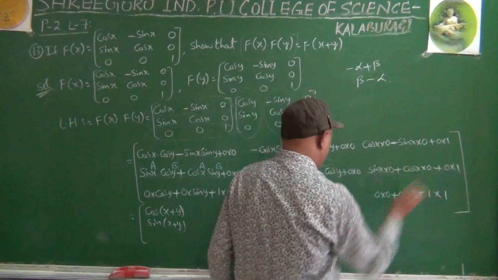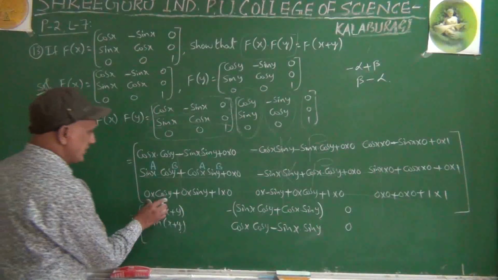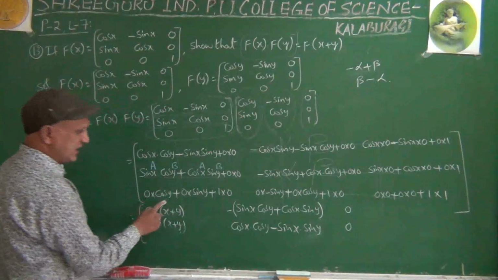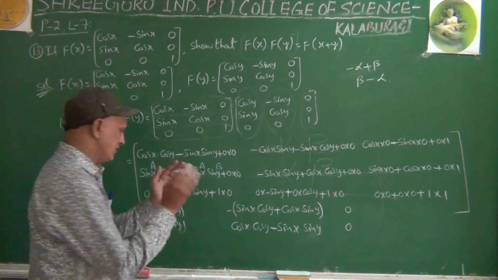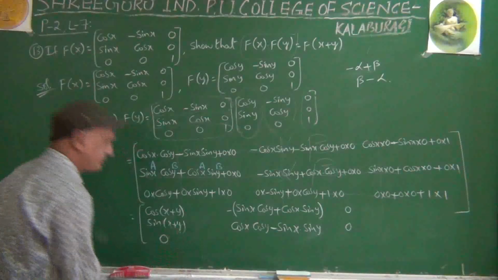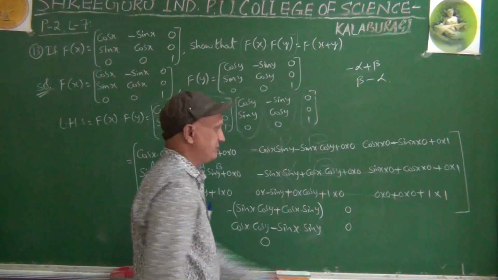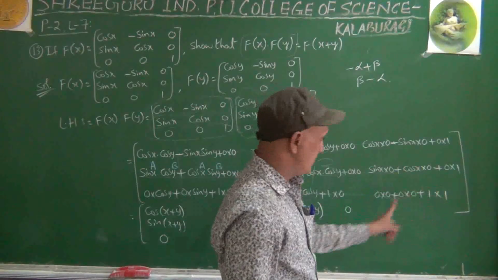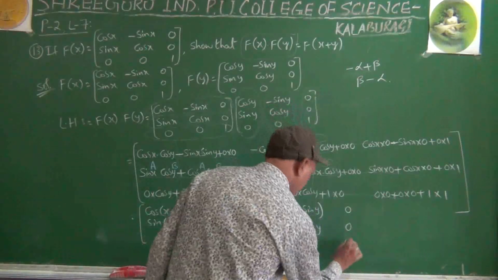0, 0, 0. That also successfully 0. 0 into anything 0. Add 3 zeros. One big 0 will come. 0, 0, 0. 0, 0, 1. 0 plus 0, 0. 0 plus 1, 1.